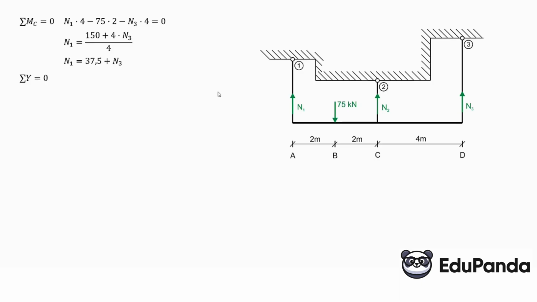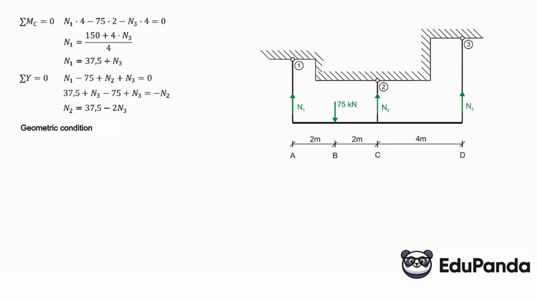So the sum of projections onto the y-axis equals 0. Here we have N1 upward, positive. Minus 75 plus N2 plus N3 equals 0. N1 is already dependent on N3, so now we can make N2 dependent on N3. And by rearranging, we get that N2 is equal to 37.5 minus 2 times N3. Here, in place of N1, I substitute 37.5 plus N3, and I make N2 dependent on N3. N2 is 37.5 minus 2 times N3.